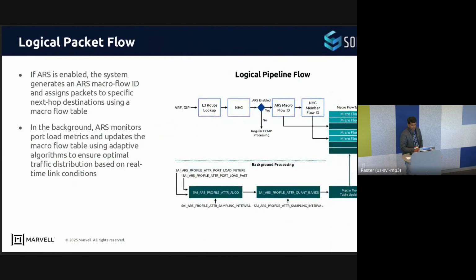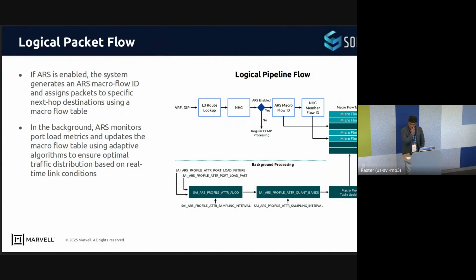This is all about the conceptual and the logical pipeline. The decision making is for any NH group. There are two paths it can take: whether ARS is enabled or not enabled. If ARS is not enabled, it takes the traditional hash mechanism. And if ARS is enabled, it goes the path that we discussed in the conceptual pipeline.